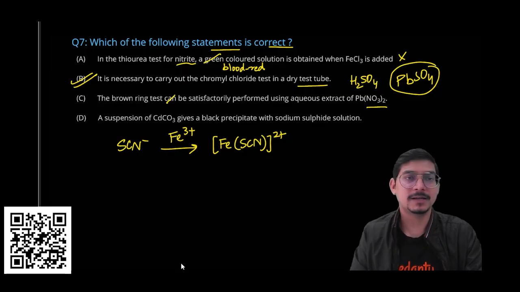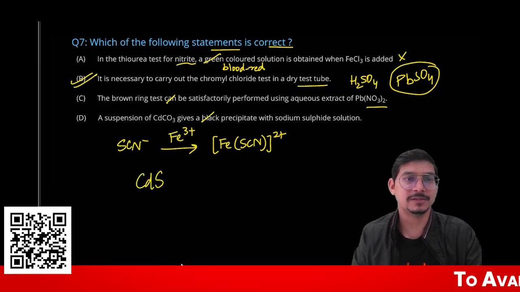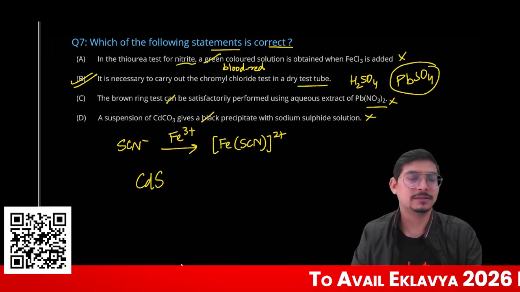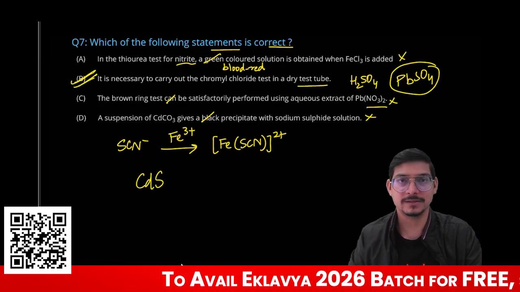So the brown ring test cannot be satisfactorily performed using aqueous extract of lead nitrate. Option D says that a suspension of cadmium carbonate gives a black precipitate with sodium sulfide solution. That is incorrect. Cadmium with sodium sulfide will produce a vibrant yellow precipitate of cadmium sulfide. So this statement is also incorrect. Hence option B is the correct answer to this question.